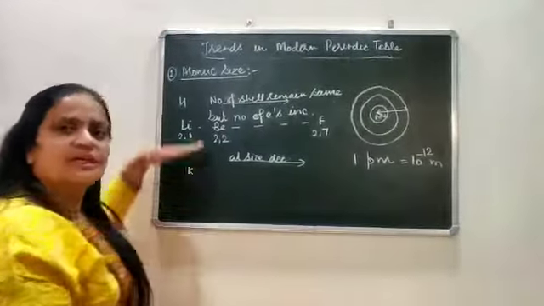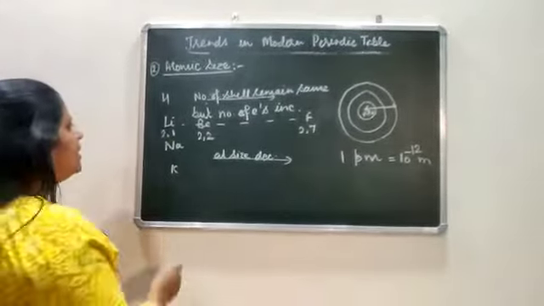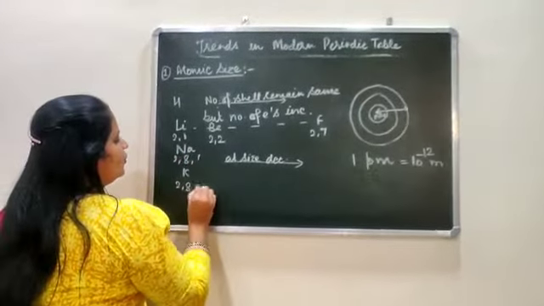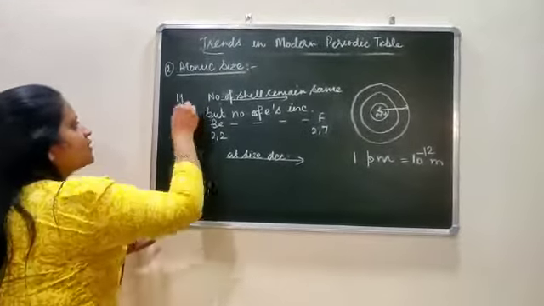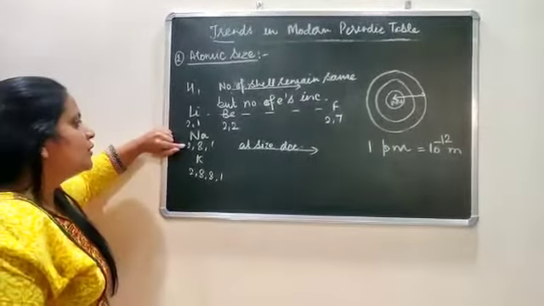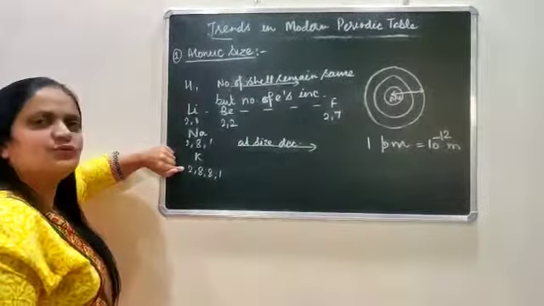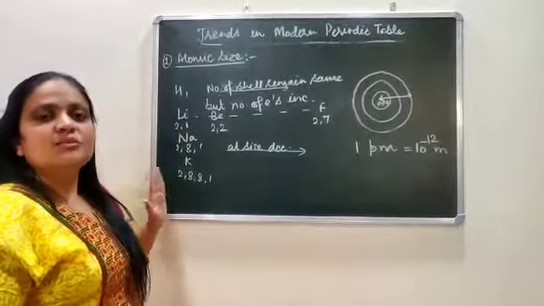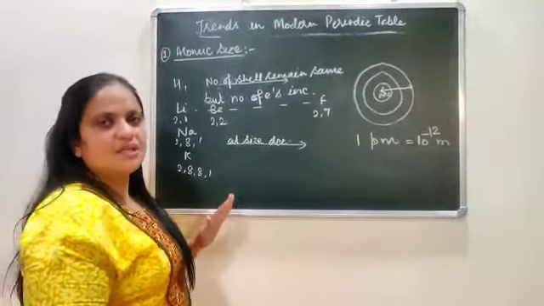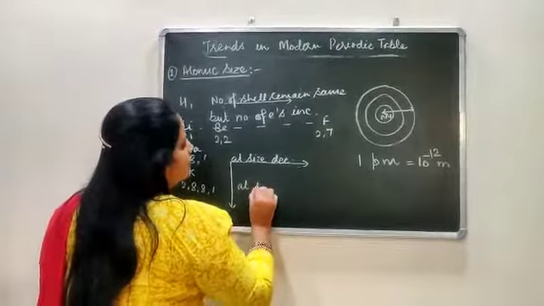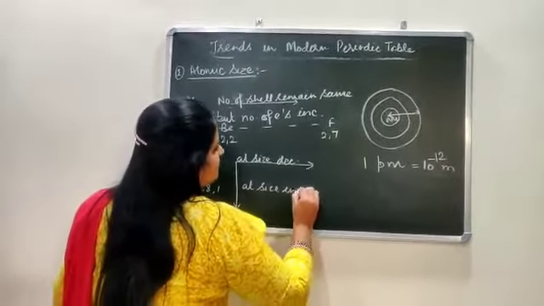Now we'll talk about along a group. If we talk about this one, the configurations are 2,8,1 and 2,8,8,1. In case of hydrogen, 1 shell, lithium, 2 shells, sodium, 3 shells, potassium, 4 shells. When we are moving from top to bottom, the number of shells is continuously increasing. Therefore, the atomic size will also increase.